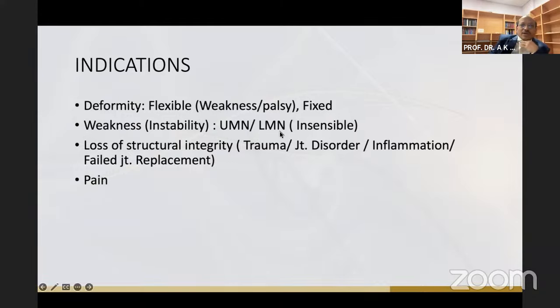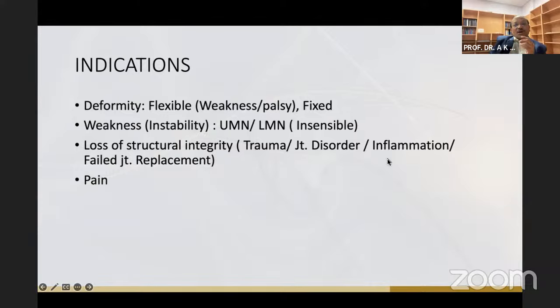So I will discuss how the total contact sole can be prepared. We have to take care of this. In the lower motor neuron type, if the skin is insensible, we have to take the orthosis with a total contact sole. This is very important.